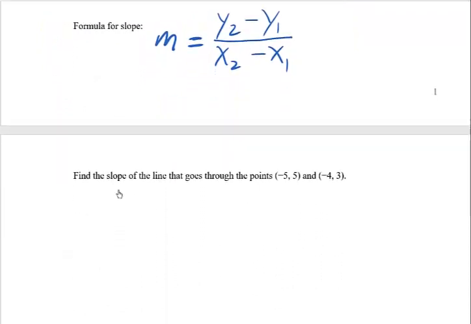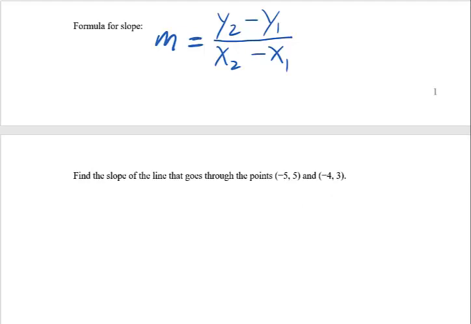It says find the slope of the line that goes through these 2 points. There's no picture. I don't even need a picture. As long as I can identify my first x and my first y and second x and second y, I'll be all set. One of the great things too is it doesn't matter which of these you call your first point and which you call your second point. You'll get the same answer whichever way you go.